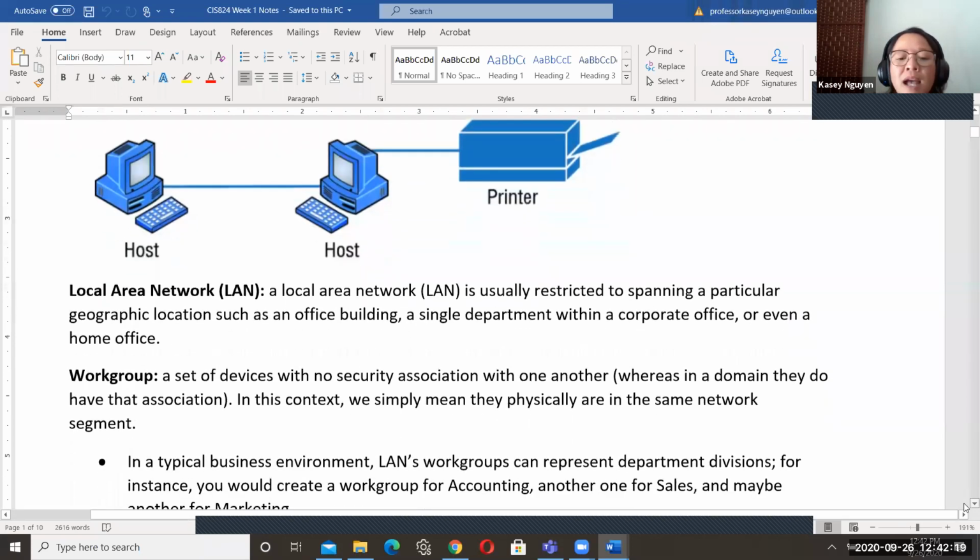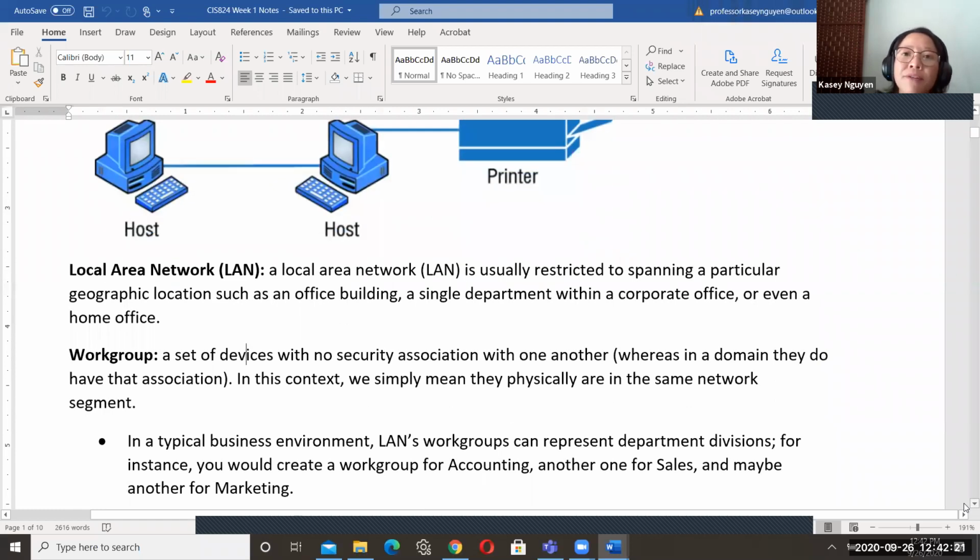And within that, sometimes you would see a work group. And Microsoft, when you set up your Windows 10, right, and you look at your system information at home, you are in a work group environment where there's no security association with one another. So that means that it sees each other as just a different entity. Your computer with the tablet, it sees it as just equivalent. And we'll talk about peer-to-peer.